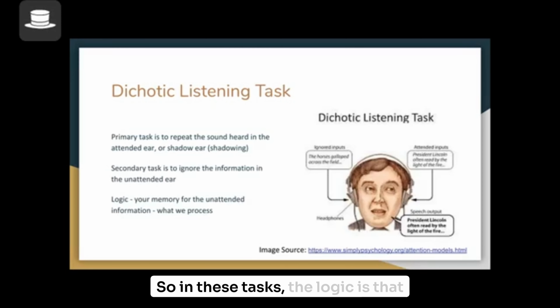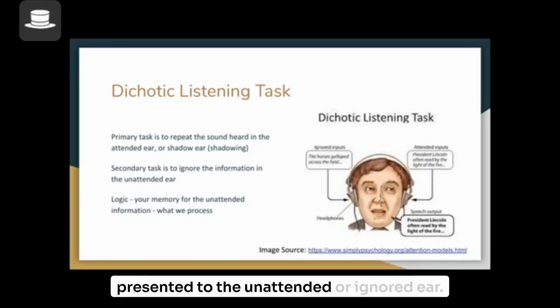So in these tasks, the logic is that the participant would be asked about information related to the information presented to the unattended or ignored ear. Because the participant was asked to attend to only one message and not the other, whatever the participant remembers about the information sent to the unattended ear would give us answers to the question of how much, or to what extent, we process unattended information.